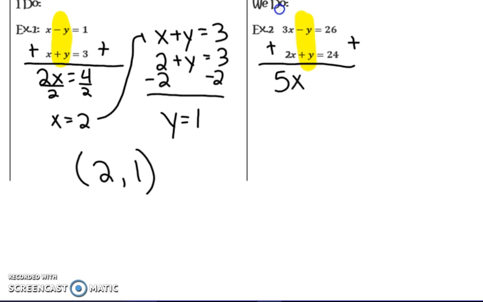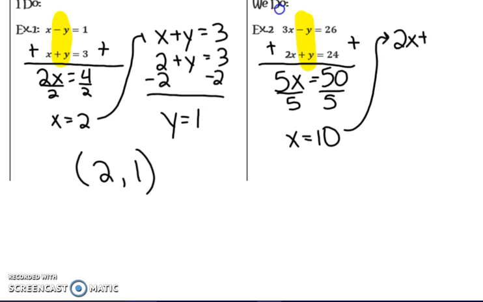3x plus 2x equals 5x, and 26 plus 24 is equal to 50. Well, now, if I solve for x, I'm going to divide by 5 on both sides, and I'm going to get x is equal to 10. Now we need to find y, and again, it doesn't matter which equation you use. I'm going to use the second one.